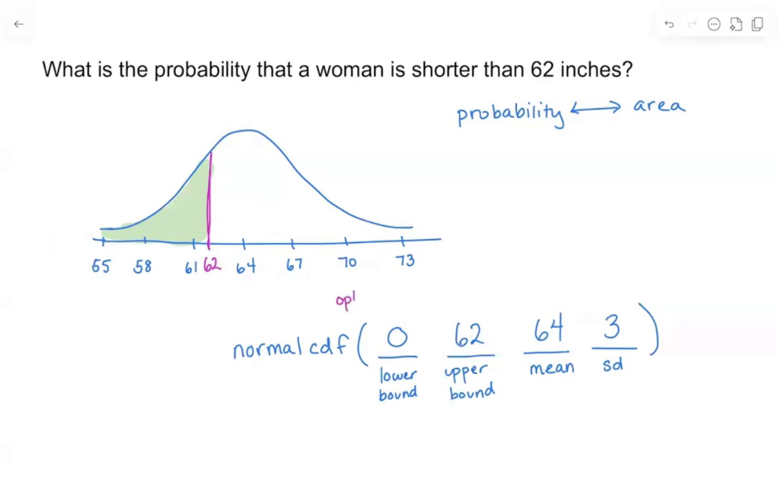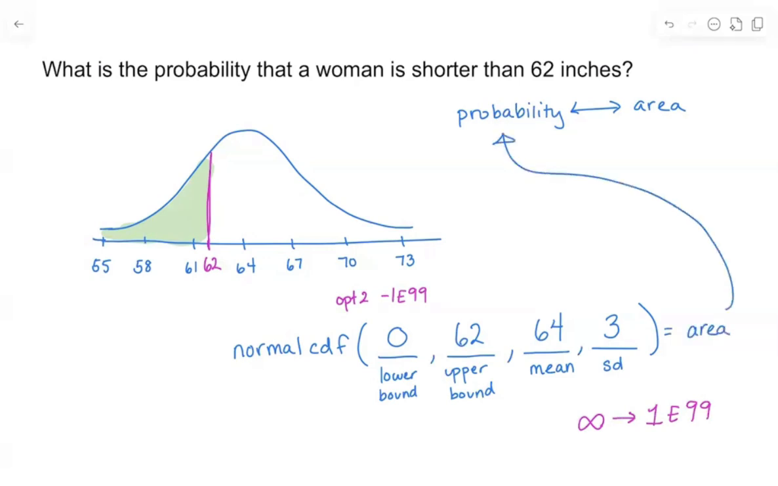Okay, so option 2 here is negative infinity. We would do -1 E99. If you wanted to use positive infinity, if this was a taller than 62 inches, just make a note that for positive infinity, you use +1 E99 on your graphing calculator. So I'm going to show you how to put all of this into your graphing calculator now, but basically once we do that, our calculator is going to spit out the area for us, and we know that that's the probability that we're looking for.